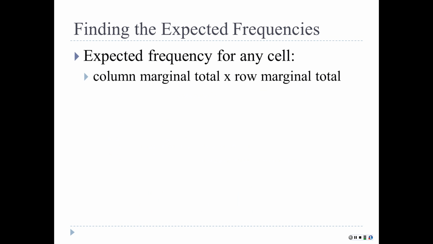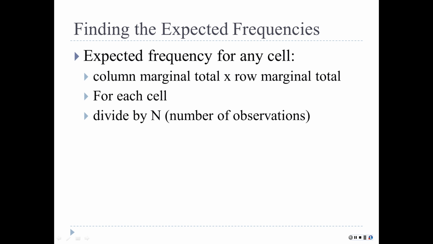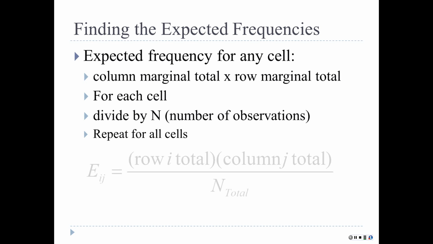So the expected frequency for any cell, it gets a little computationally intensive with a big table. It just takes a long time. It's the column total, the marginal total, the total that's down in the margin or over in the margin, the column total at the bottom times the row total. And that's for each cell. And then for each of those, you divide it by the total N. So it's like the expected proportion of column times row, something like that. And so what that gives you is the proportion or the number of observations that should have been there if there was no association between the two variables. And you repeat that for all the cells.